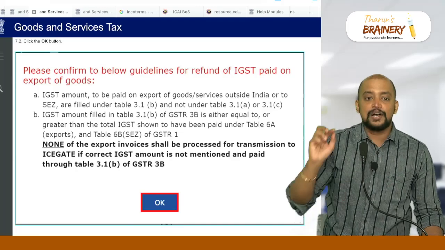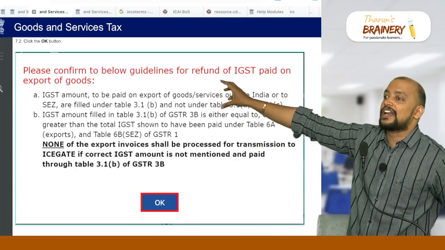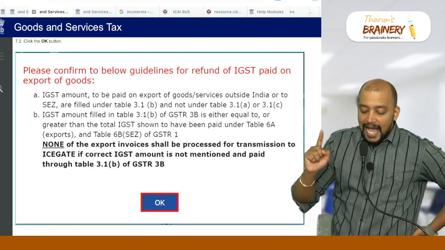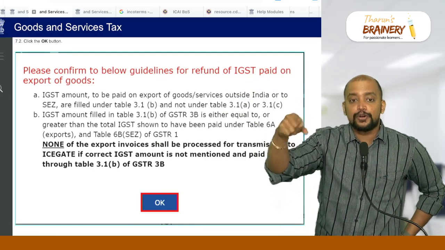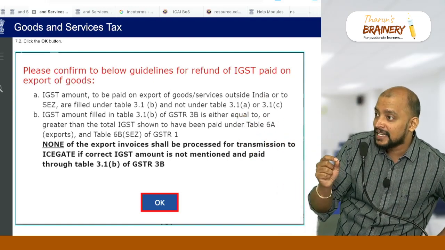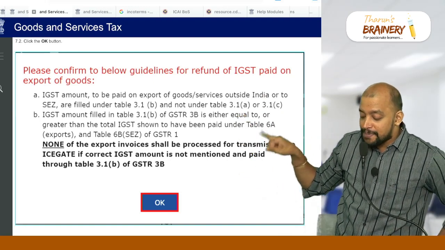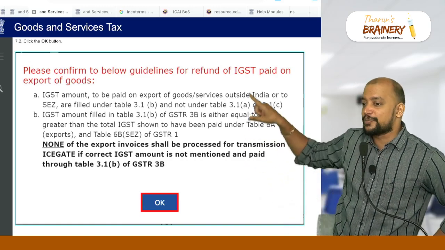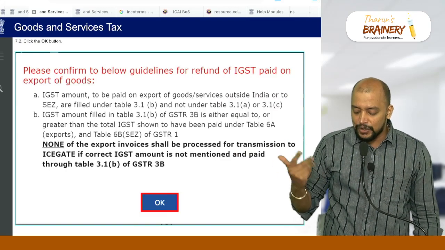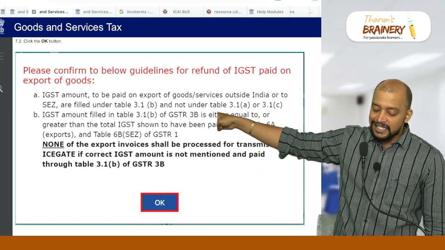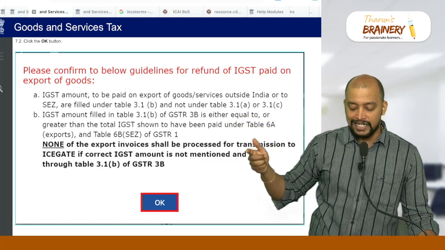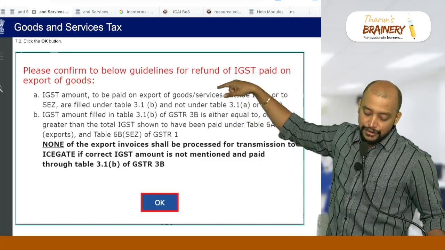The moment you open 3B itself, this dialog box will come. In the dialog box, see the wording that is given. IGST amount to be paid on export of goods or service outside India or to SEZ are to be filled under table 3.1b and not under table 3.1a or C. Suppose if you are filling it there, you will not get the refund. And whatever IGST amount is filled in table 3.1b of GSTR 3B should be either equal to or greater than what we report in GSTR 1.